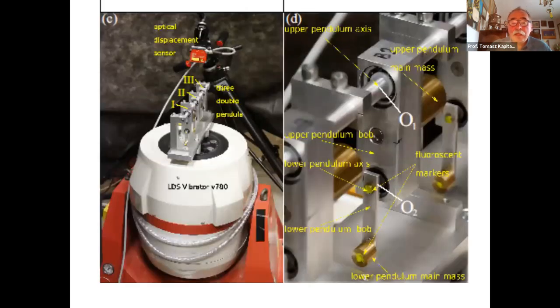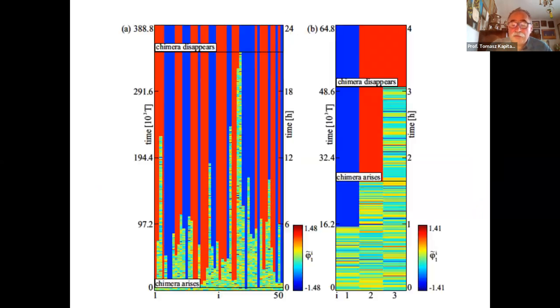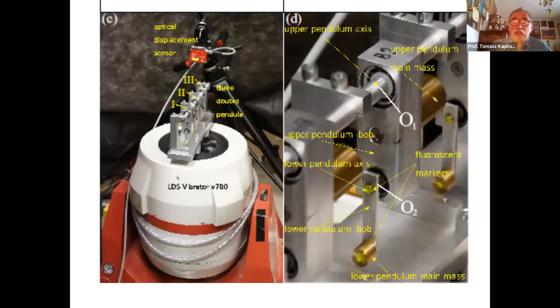So I will skip these movies about the behavior of the double pendula. Of course, you can see in the experiments that you can also observe rotation and oscillations, and also the chaotic behavior of double pendula. Imagine that we put three double pendula like this on the shaker and allow them to oscillate. We took them in a very particular way, in the periodic window, where you are able to observe transient chaos.